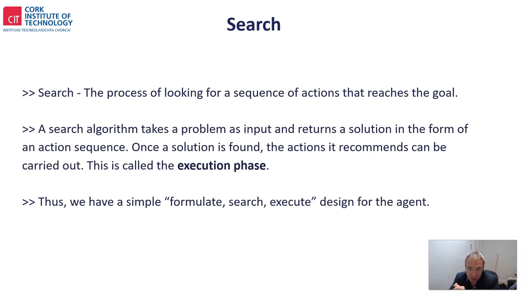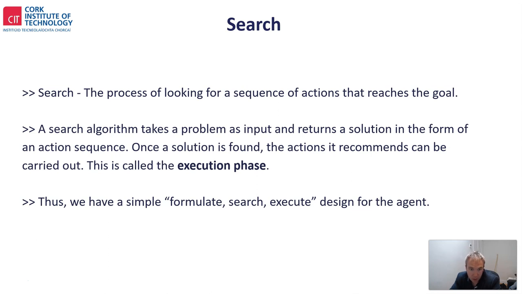If the agent knows the initial state and the environment is deterministic, it knows exactly where it will be after the first action and what it will perceive. Since there's only one percept possible after the first action, the solution can specify only one possible second action, and so on. Now, this enables us to utilize search. Search is the process of looking for a sequence of actions that reaches the goal. The search algorithm takes the problem as input and returns a solution in the form of an action sequence.